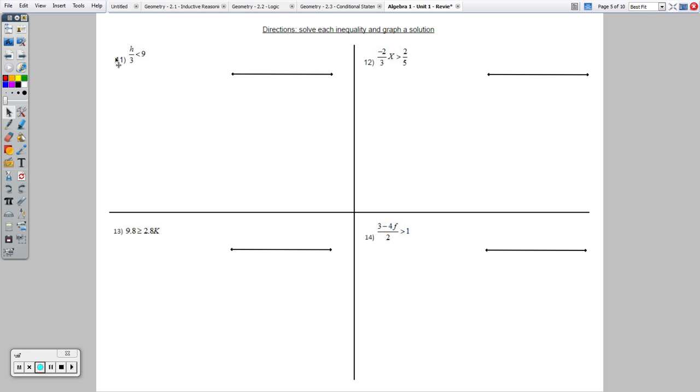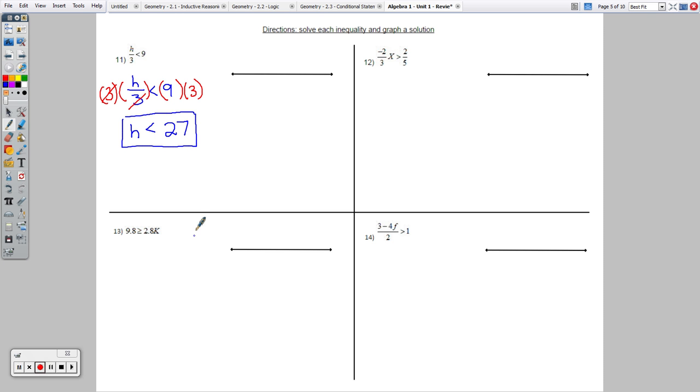So on this first one, with these inequalities, I have h divided by 3 is less than 9. I'm going to rewrite that so that 11 isn't in the way. How can I get rid of divided by 3? I can multiply both sides by 3. And then by doing that, the 3's will cancel. I'm left with h. And then I did not multiply or divide by a negative number, so the sign stays pointing in the same direction. h is less than 27.